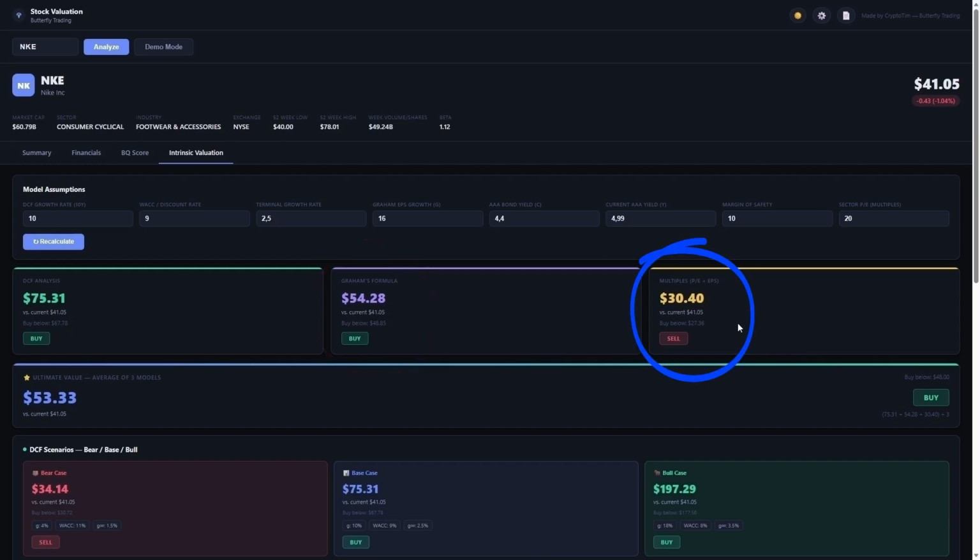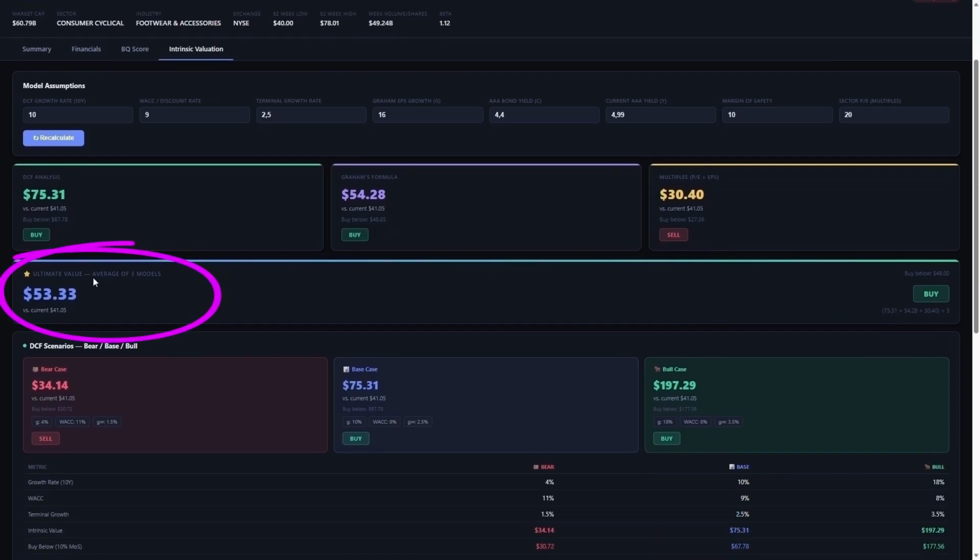And finally, we have the multiples valuation, which is the simplest of the three. This takes the typical industry price to earnings ratio and multiplies it by the earnings per share to get a fair value estimate. The ultimate value then is the average of all three of these above. So it's one number, and it will show you a buy, hold or sell signal as well, but please don't blindly copy it. Do your own research.